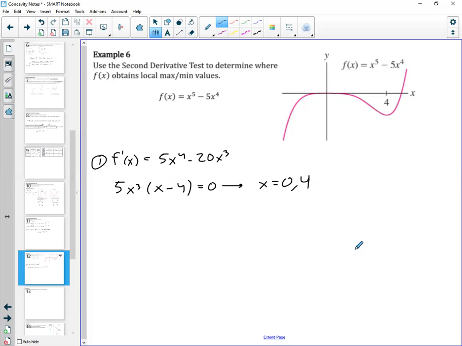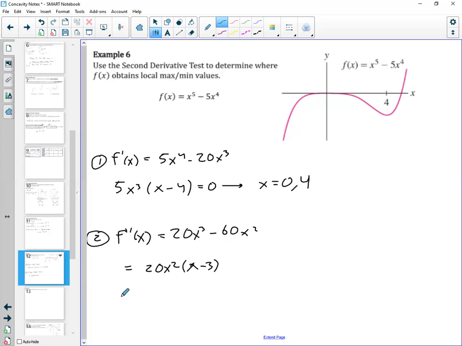So now we can do the sign chart and put 0 and 4 and test 3 points. But because this said use the second derivative test, we're going to do that. So the second step of the second derivative test would be to find the second derivative, which is 20x cubed minus 60x squared. I'll factor this just to make my life a little easier: 20x squared times (x minus 3).